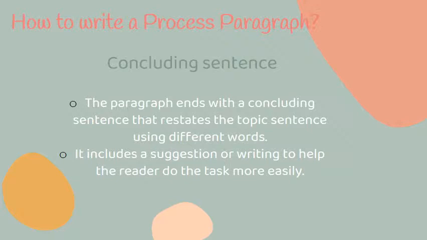So in the concluding sentence I can simply restate the topic sentence but in totally different words, okay, or it includes a suggestion or writing to help the reader do the task more easily. Okay, so that's it. That's how we have to write a process paragraph. We have to mention in the topic sentence the process, in the details the steps that I must follow to do this process, and in the concluding sentence either a suggestion or restating the topic sentence in different words.